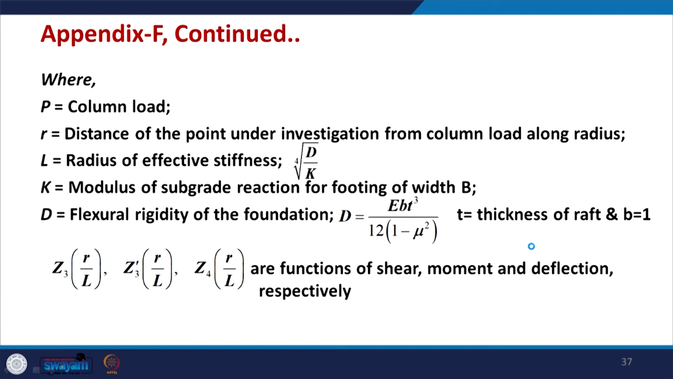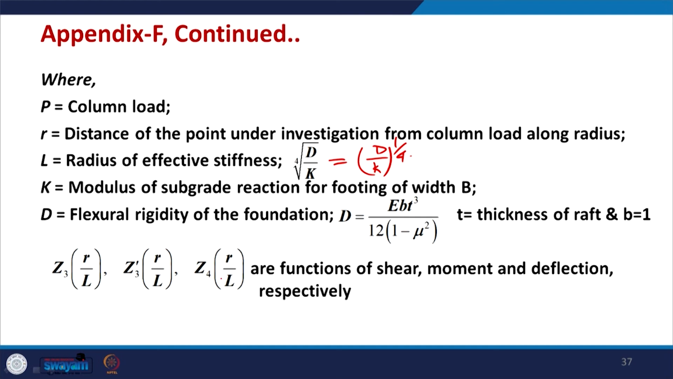So, P is column load, R is the distance of the point under investigation from the column load along the radius, and L is called the radius of effective stiffness. R and L will have the same dimensions; if they are in centimeter, both will be in centimeter, otherwise in meter. So, the ratio R by L will be dimensionless. But to find the value of L, you need to calculate it from this relation, that is D by K to the power 1 by 4. And once L is calculated, then the function R by L is ready.